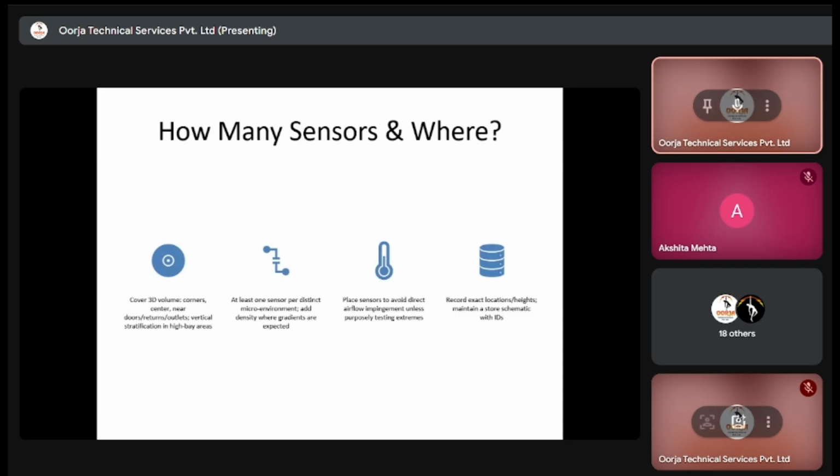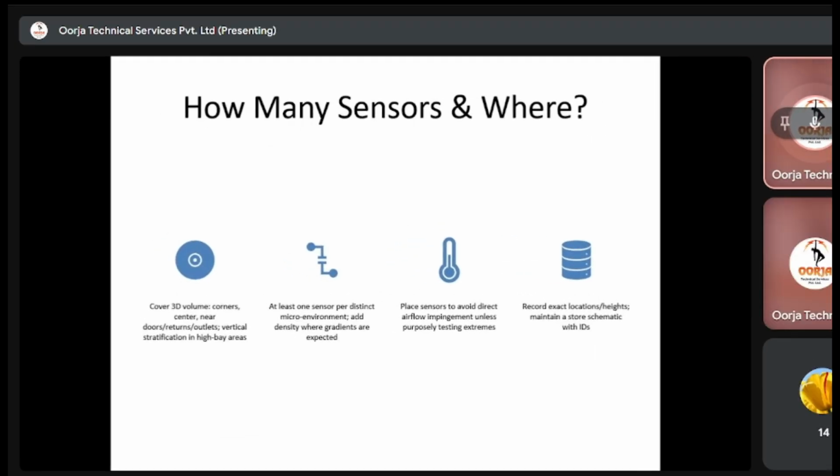And finally, document everything. It means whatever we observe during mapping, we should record. So let's suppose in any mapping study, some area is found where temperature variation is significant. We should document it and we should take appropriate measures to identify the reasons and to control those phenomena which are causing this impact.